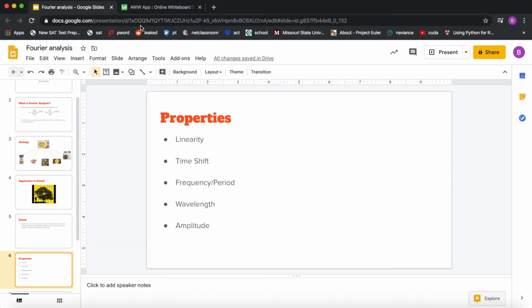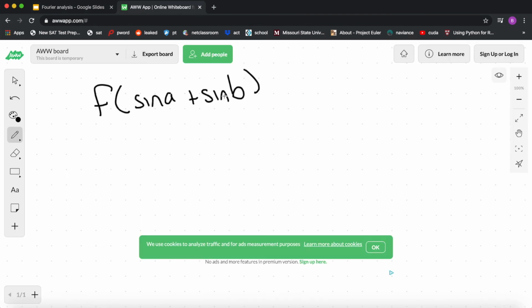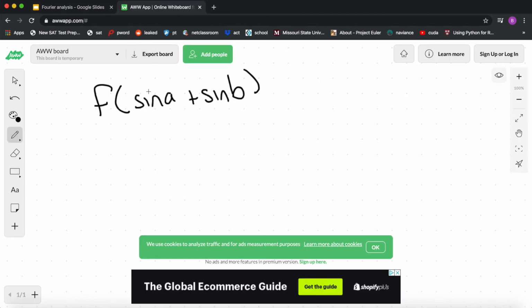So let's take a little example. In that last function, that last wave I showed on MATLAB, you could see that it was the function of multiple waves added together. Let's say sine A plus sine B. Using linearity as one of the properties, we knew that we could decompose that into the frequency of sine A plus the frequency of sine B.